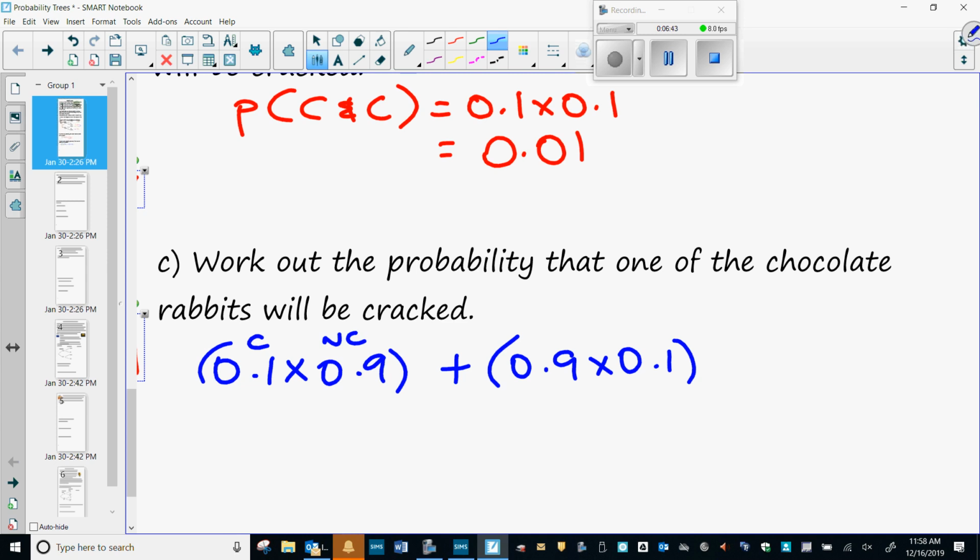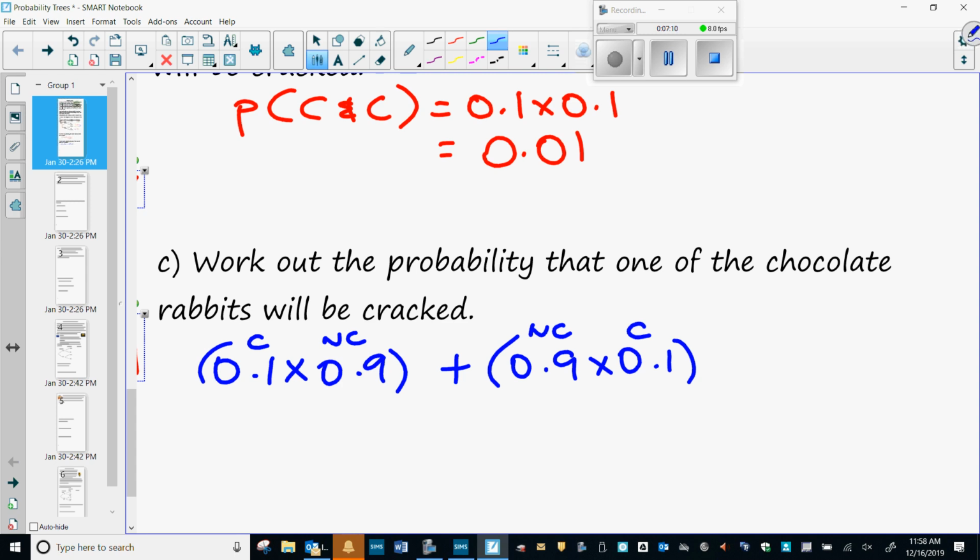So this cracked, not cracked first and not cracked. And then we're doing not cracked, cracked. Alright. And then this one was not cracked and cracked. Yes? Are you with me?